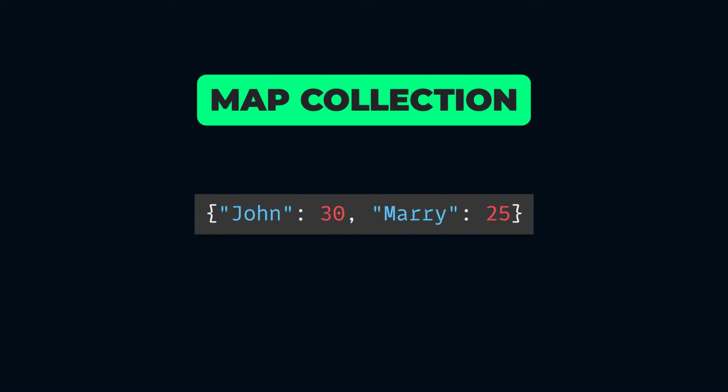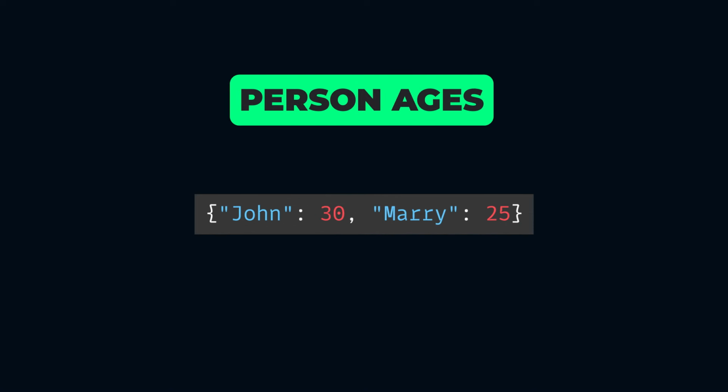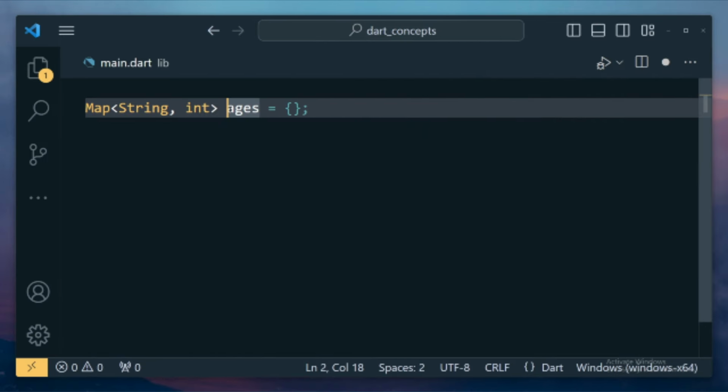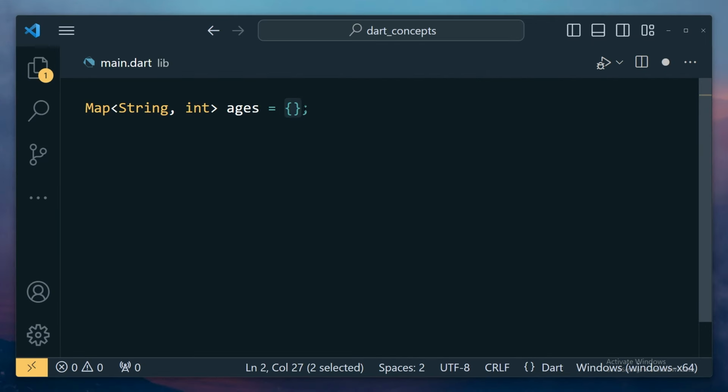For example, you want to store ages of different people. Therefore, you can create this ages variable, and inside the curly brackets, you can have the person's name as the key and their age as the value. Now that we have one key value pair, we can have multiple key value pairs inside our map collection.